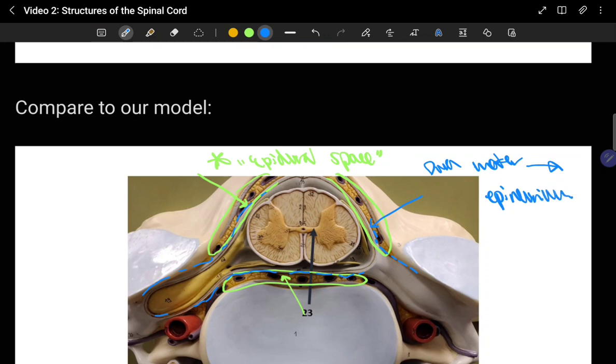So those are the main ones to know here. To be really technical, we can see the pia mater. That's going to be this thin white layer around the spinal cord. But if I put an arrow on that, it would be hard to tell if I'm asking you about the spinal cord versus the pia mater. So don't worry about that one on a model.